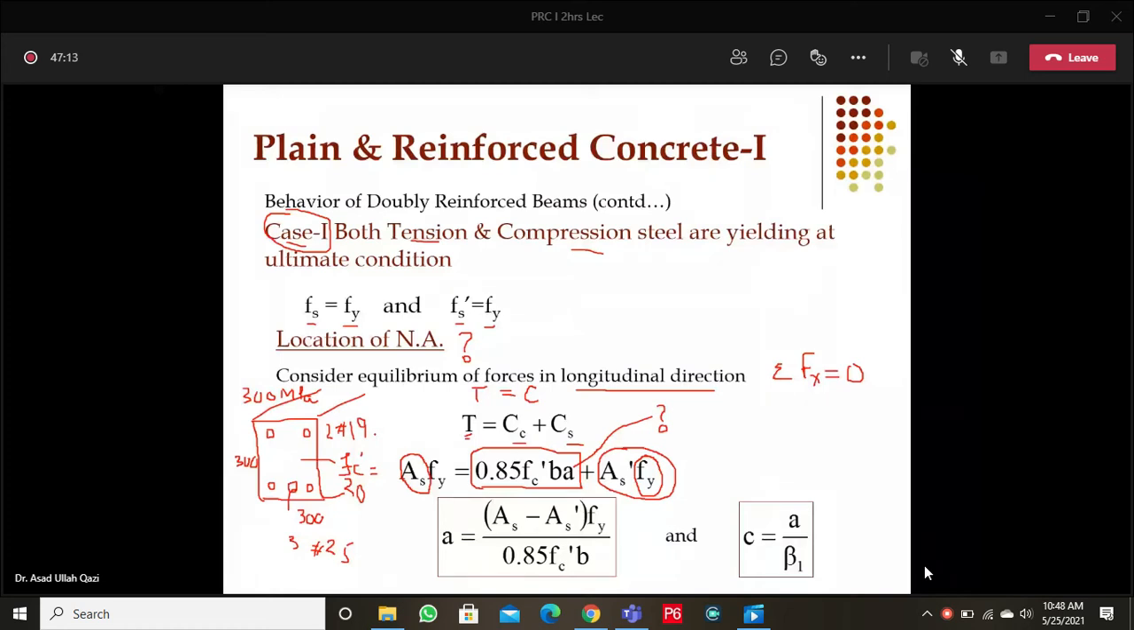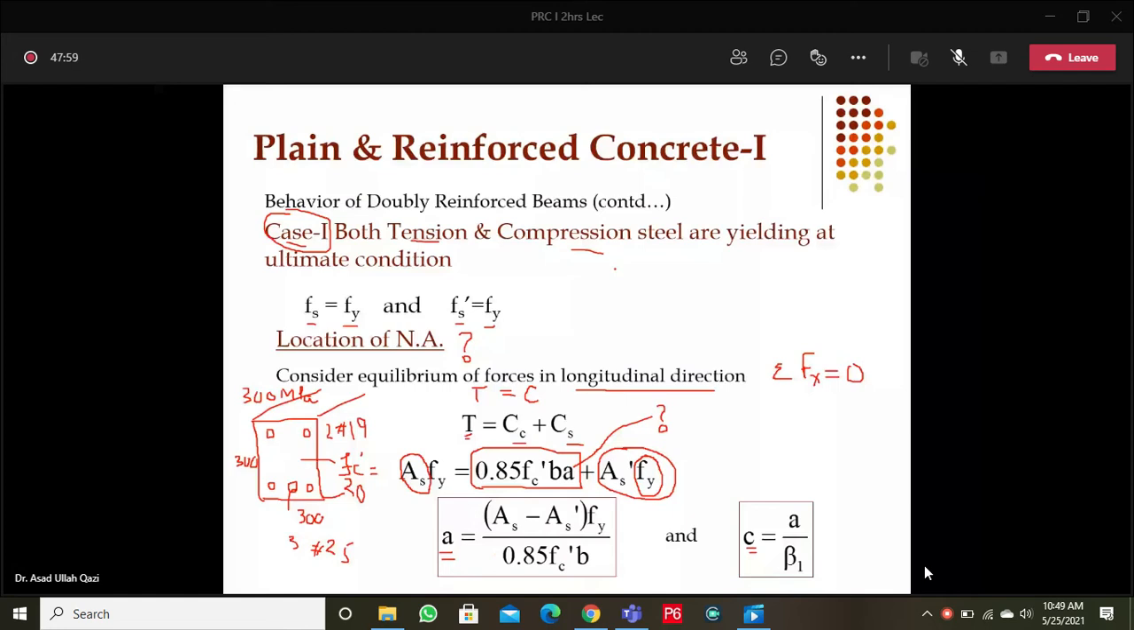So first, you will start by assuming that it is a case 1 doubly reinforced beam. When you assume it is case 1, the question will arise: where is A? Where is the neutral axis? Because if you know A, you can get C. So let me now assume that it is a case 1 doubly reinforced beam, and let's apply these steps to determine A, and then finally to get the capacity.